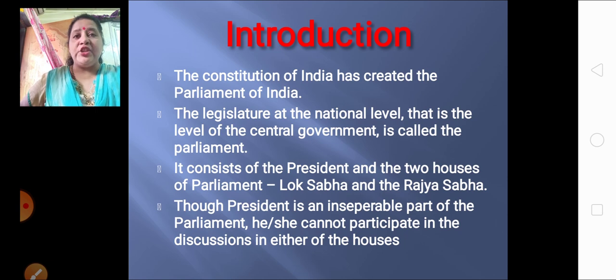The legislature, what is a legislature? We have learned about it. One who makes laws. The legislature which is at the national level, that is at the central level, is called the Parliament. Now, in this Parliament, there is a president and the two houses, that is the Lok Sabha and the Rajya Sabha.